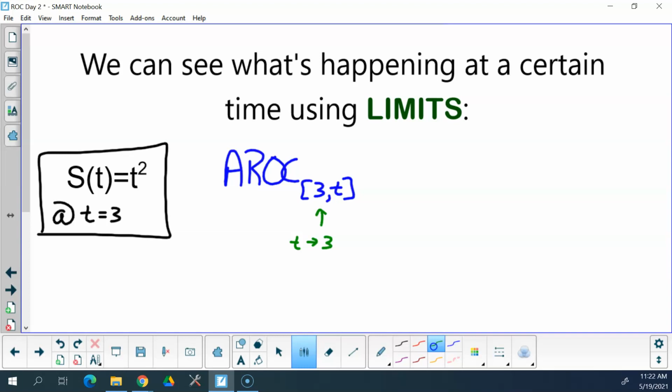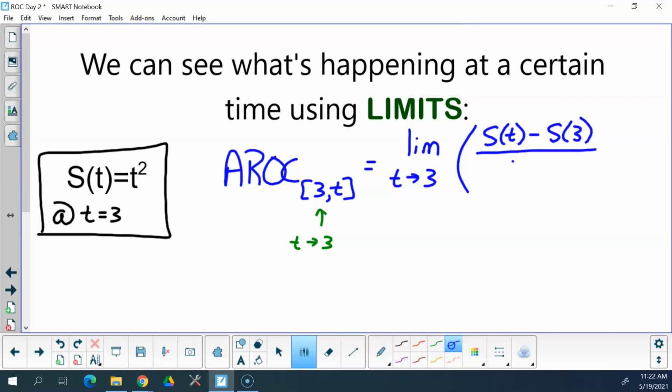So what we do here is we do something called limits. We're going to send t all the way to 3. So we have the limit as t approaches 3, that's how we say that, of the AROC. Well, the AROC is s of t minus s of 3 all over t minus 3. Just my AROC function that we learned yesterday.